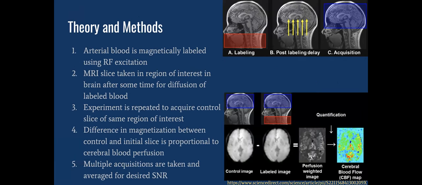So the theory and methods of ASL are: arterial blood is magnetically labeled using RF excitation, and an MRI slice is taken in the region of interest in the brain after some time for diffusion of the labeled blood. The experiment is repeated to acquire a control slice of the same region of interest, and the difference in magnetization between the control and the labeled image is proportional to the cerebral blood flow or blood perfusion. Multiple acquisitions are taken and averaged for a desired SNR.